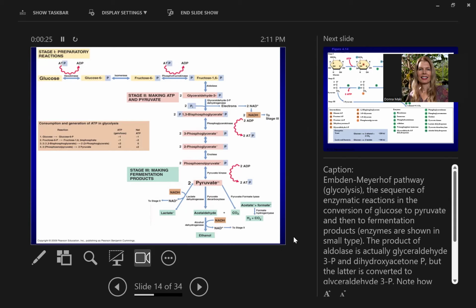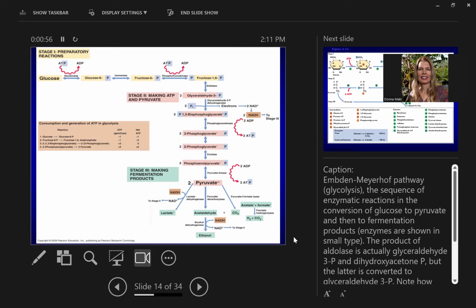NAD plus is generated. That's a big deal because the microbe can then use that back in stage 2. That's just to keep this going, because NAD plus and NADH aren't in abundance for the microbe. The microbe has a very limited supply of that, so it's got to constantly make and use. And if you generate the NAD plus at stage 3, that can make sure that stage 2 keeps going.